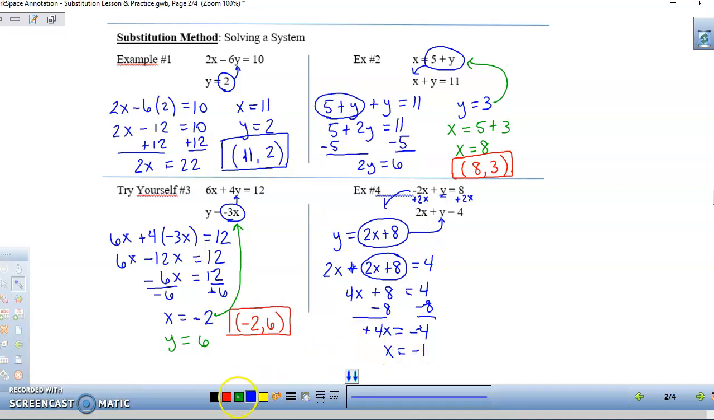And again, last step, you take that negative 1 and you plug it in, and you can plug it into any equation. The easiest place to plug it in is actually this one, because the y is already by itself. Okay, so I'm going to get y is equal to 2 times negative 1 plus 8, and therefore y is negative 2 plus 8, so that's going to be 6. And then my final answer is negative 1 comma 6.